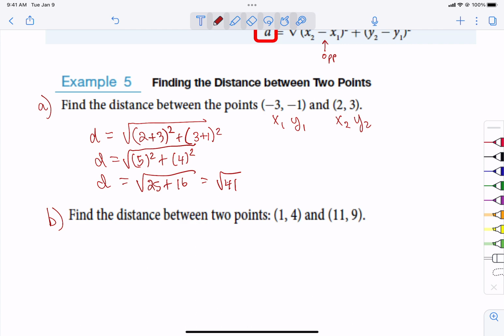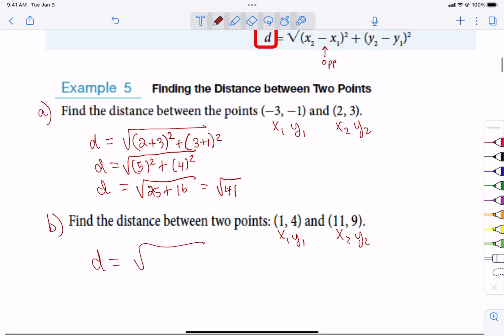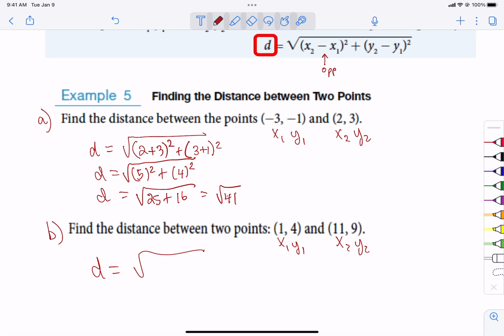Again, label your points. Really doesn't matter which one you do. Let's do x1, y1, x2, y2. Let's practice plugging it into the formula. So the formula is up there at the top of the screen. So it's going to be the square root of x2, 11, minus 1 squared plus 9 minus 4 squared when we plug those in.